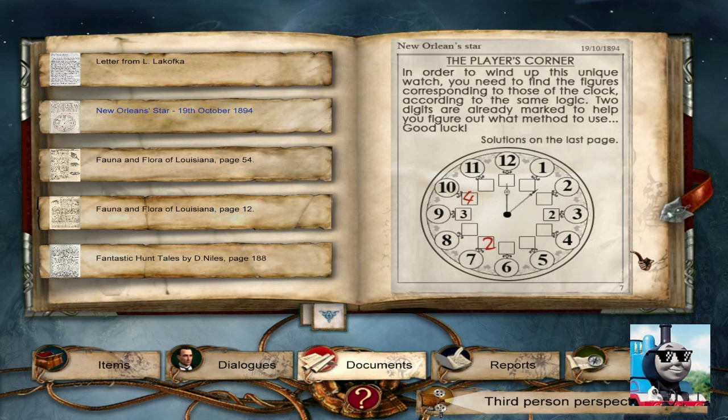In order to wind this unique watch, you need to find the figures corresponding to those of the clock. According to the same logic, 2 digits are already marked to help you find what method to use. Good luck. So let's see. 10 minus 6 is 4. 9 minus 6 is 3.